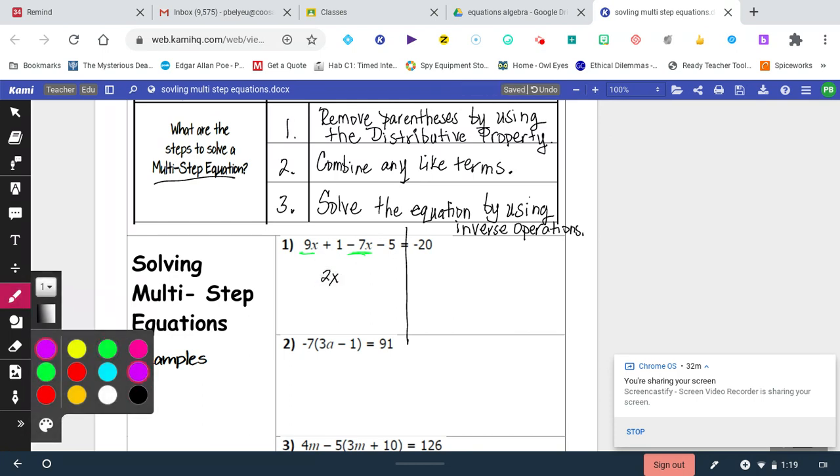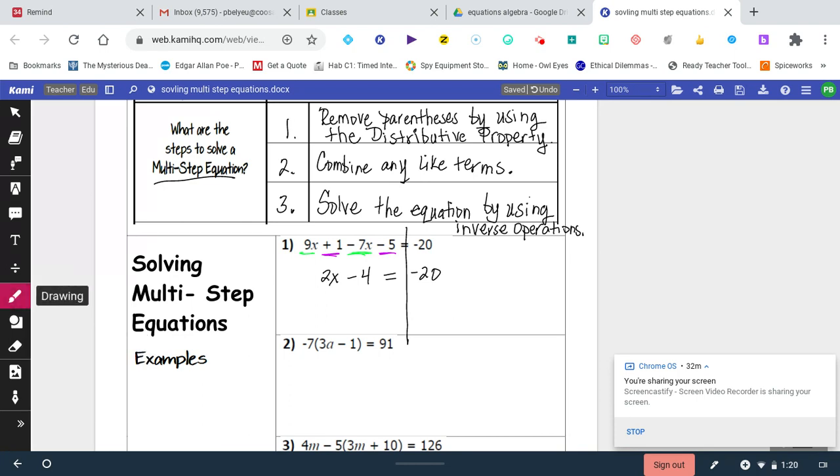And I also see other like terms. So your constants are like terms. So that's 1 and negative 5, or 1 minus 5, which will leave you with minus 4. Now, you're basically down to a two-step equation, which is what I just got finished reviewing with you all. So now you're able to look and see, what's farther from my variable? Well, this negative 4 is. How do I get rid of something that's farther from my variable? You change the sign. So I'm going to change the sign.